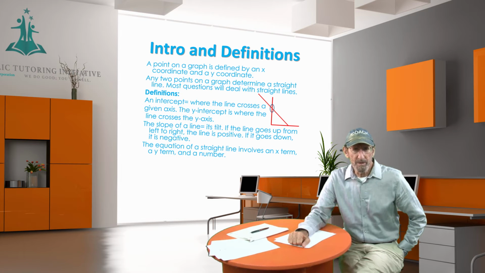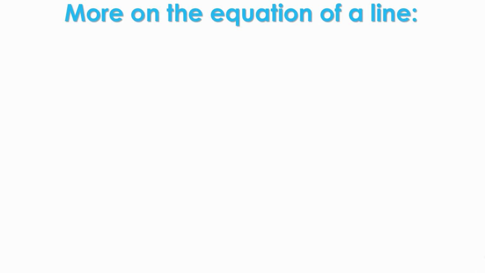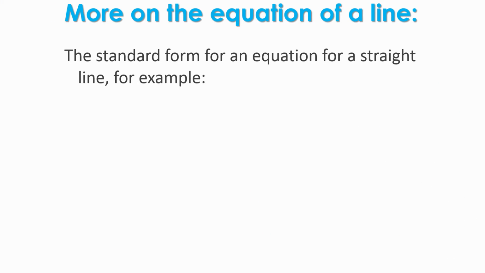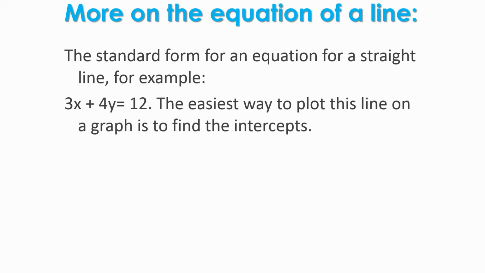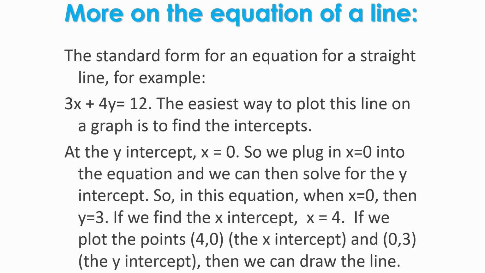The equation of a straight line involves an x term and a y term and a number. The standard form of an equation for a straight line is, for example, 3x plus 4y equals 12. Now, the easiest way to plot this line on a graph is to find the intercepts. At the y-intercept, x is equal to 0. So if we plug x equals 0 into the equation, we can solve for the y-intercept. For this line, when x equals 0, y equals 3.